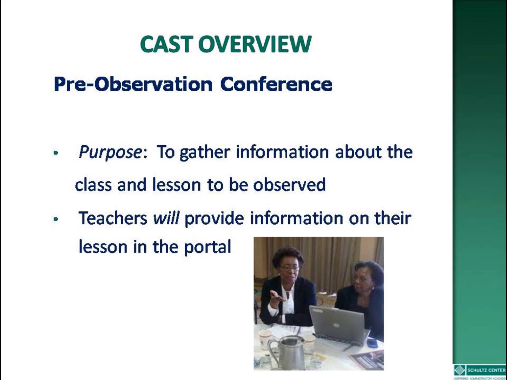The pre-observation conference is the first step in the formal observation structure. The purpose of this conference is to gather information about the class and the lesson that's going to be observed. The conference enables the observer to gain insight into what will be observed, the classroom environment, and any students with special needs. There are 8 pre-observation questions that the teacher is required to answer. The answers to these questions reflect the teacher's plans and intentions for the lesson, as well as the activities and assignments that will be given to the students.